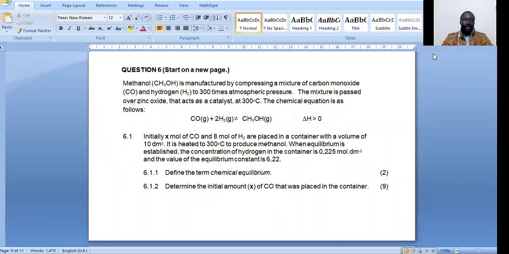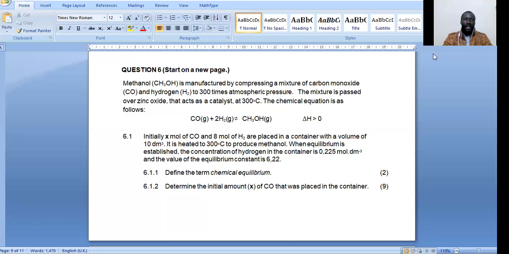Methanol is manufactured by compressing a mixture of carbon monoxide and hydrogen to 3,000 times atmospheric pressure. Now the mixture is passed over zinc oxide that acts as what? A catalyst. Okay, so there are processes. The first process here is compressing, right? Getting a mixture of carbon monoxide and hydrogen. Getting, for example, a container, a cylinder, and putting hydrogen and carbon monoxide inside there.